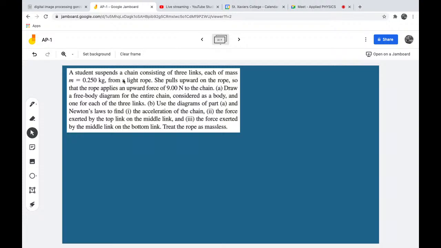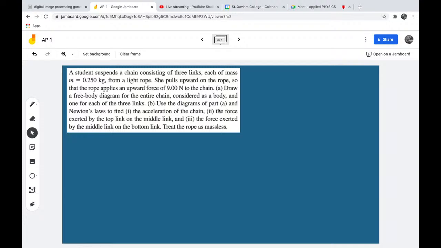A student suspends a chain consisting of three links, each of mass m equal to 0.250 kg, from a light rope. She pulls upward on the rope so that the rope applies an upward force of 9 Newton to the chain. So the tension is given. Draw the free body diagram for the entire chain, considered as a body, and one for each of the three links.